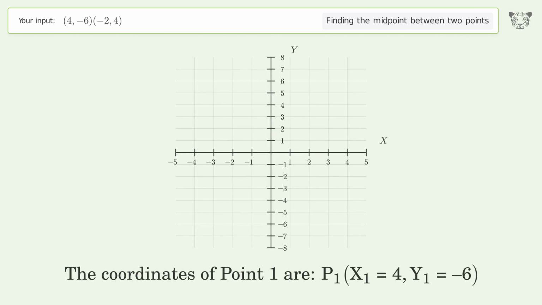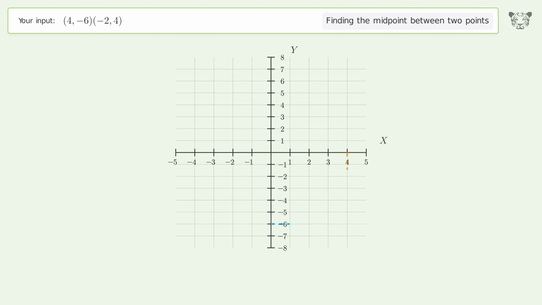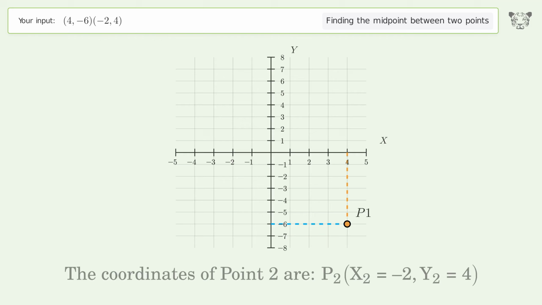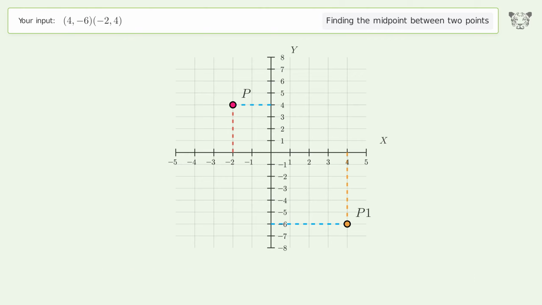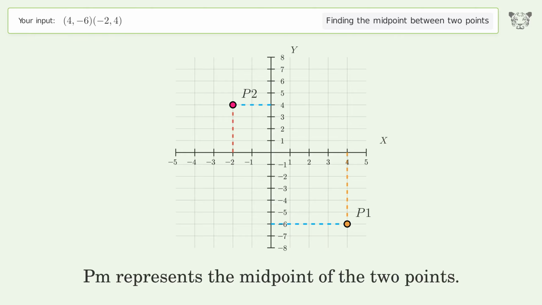The coordinates of point 1 are x1 equals 4, y1 equals -6. The coordinates of point 2 are x2 equals -2, y2 equals 4. PM represents the midpoint of the 2 points.